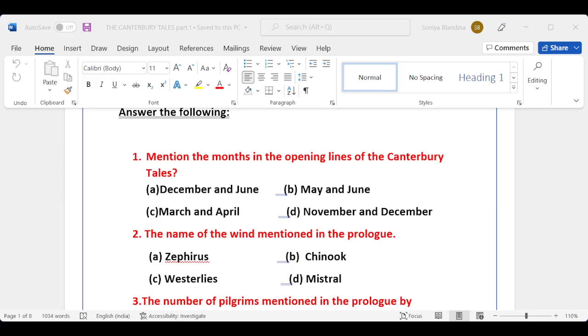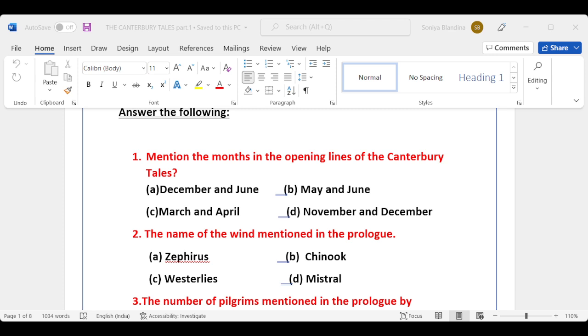Next question. The name of the wind mentioned in the prologue. Option A, Zephyrus. Option B, Chinook. Option C, Westerlies. Option D, Mistral. It is option A, Zephyrus.